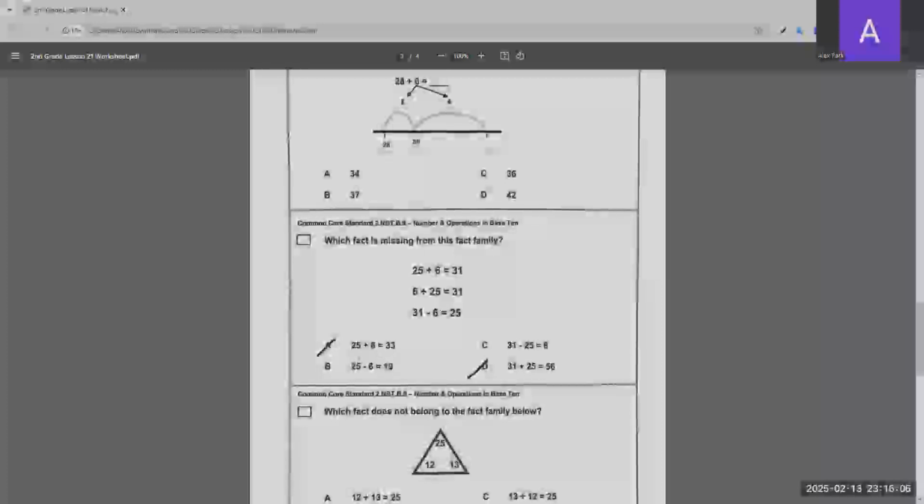And looking at option B, we need the numbers 31, 6, and 25. But option B has 25, 6, and 19. 19 isn't one of the numbers, so we can eliminate B. But C, 31 minus 25 equals 6. That contains all the numbers because 25 and 6 are just flipped. And that's all we're going to do for today.